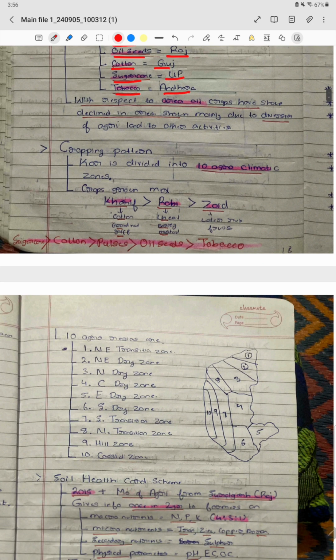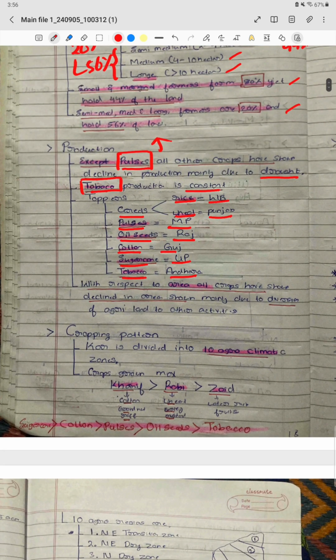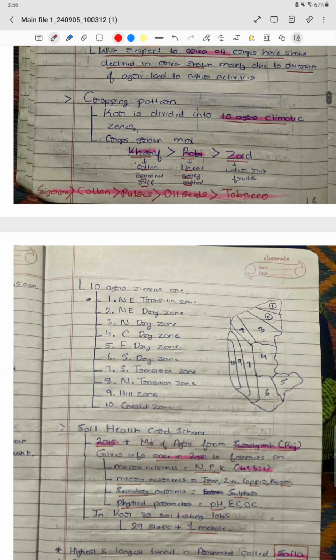And with respect to area, all the crops have shown a decline in the area, mainly because most of the land is currently converted to other NA lands, especially for commercial and housing purposes. So generally, the agricultural land is also on decline. All the types of land, currently fallow, whatever type of land may be, are declining. They are using land for some or the other purpose.